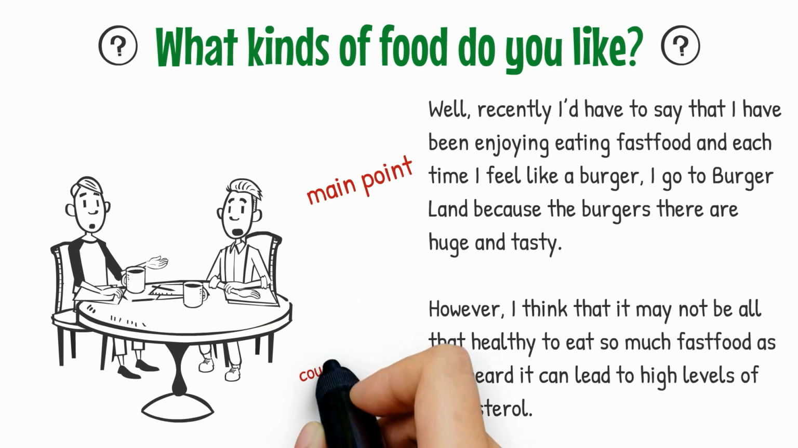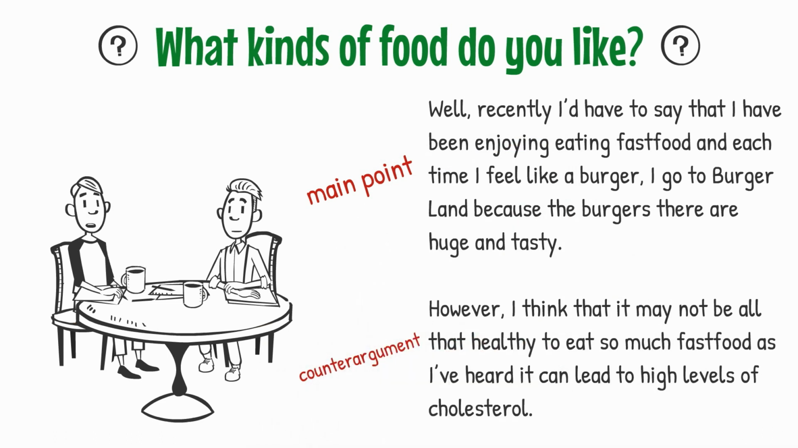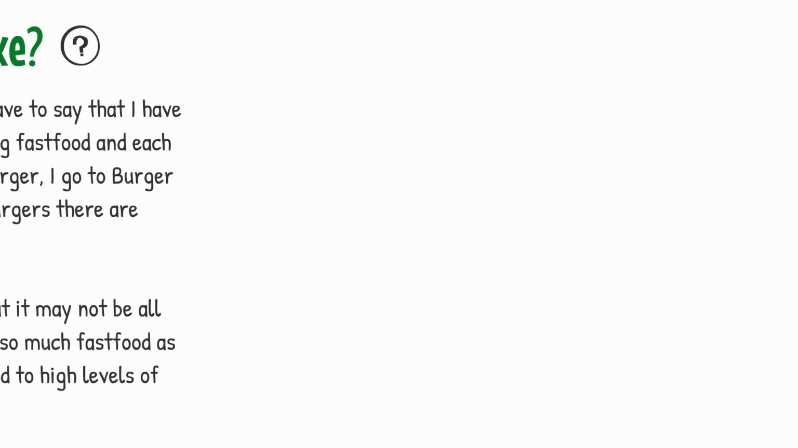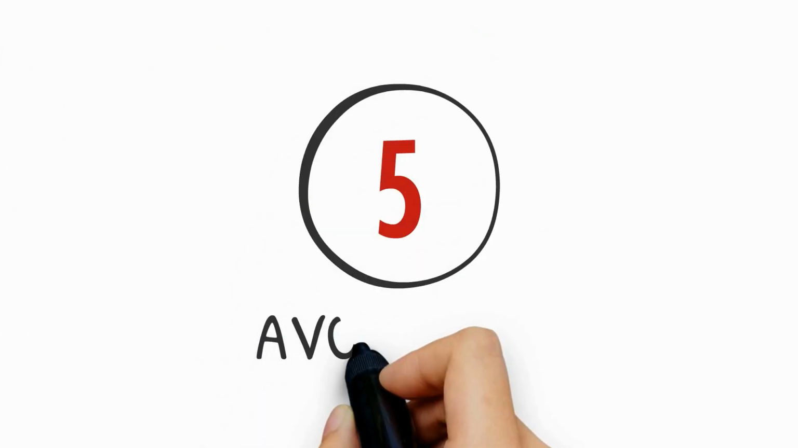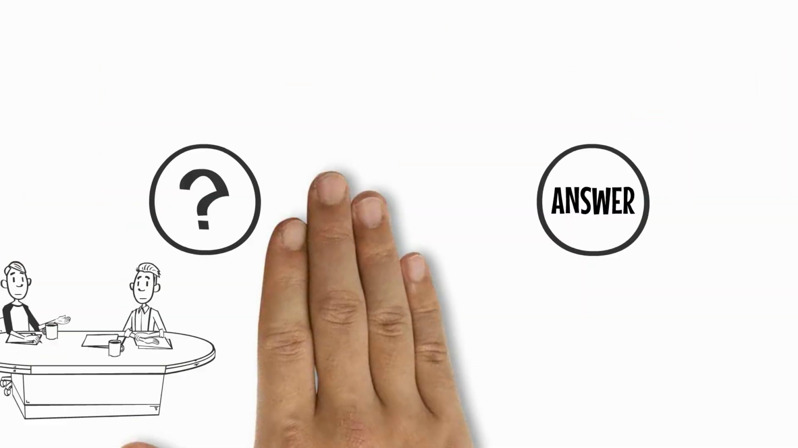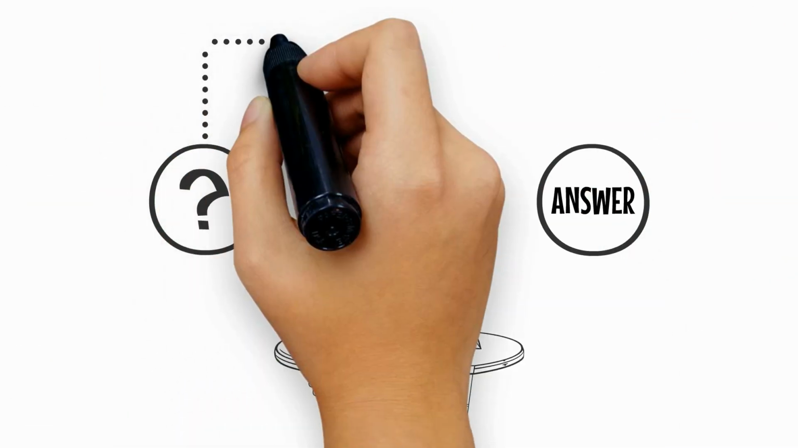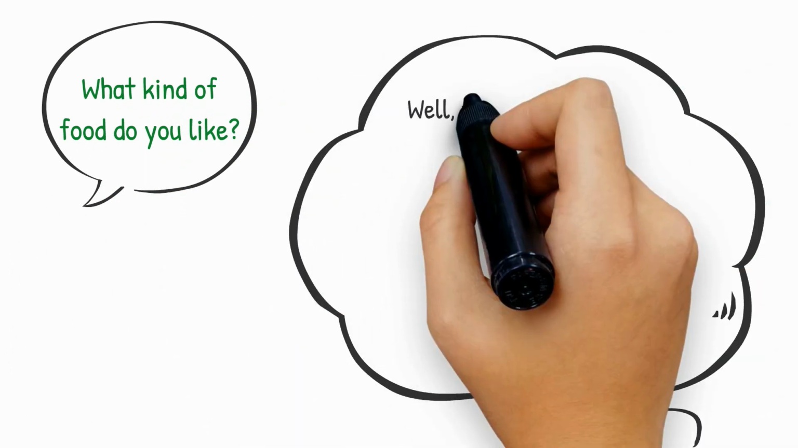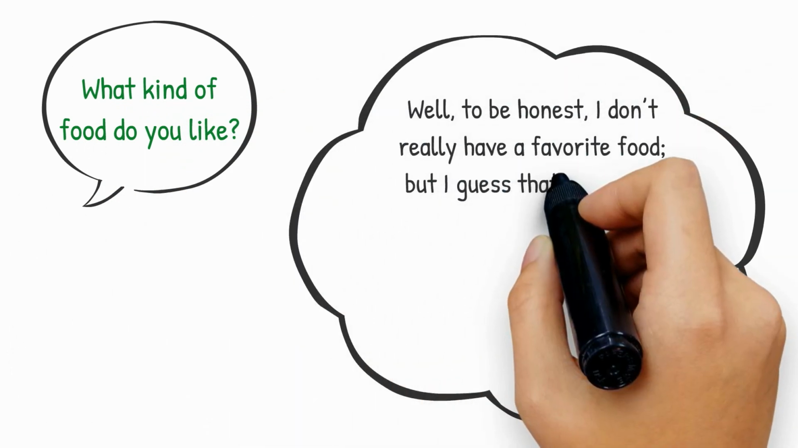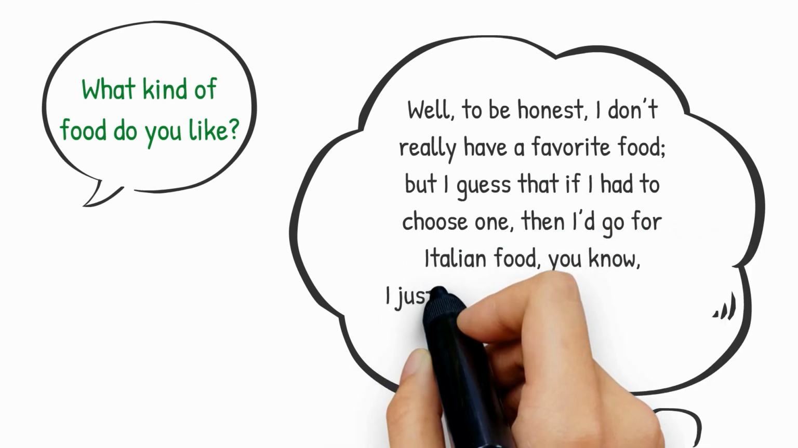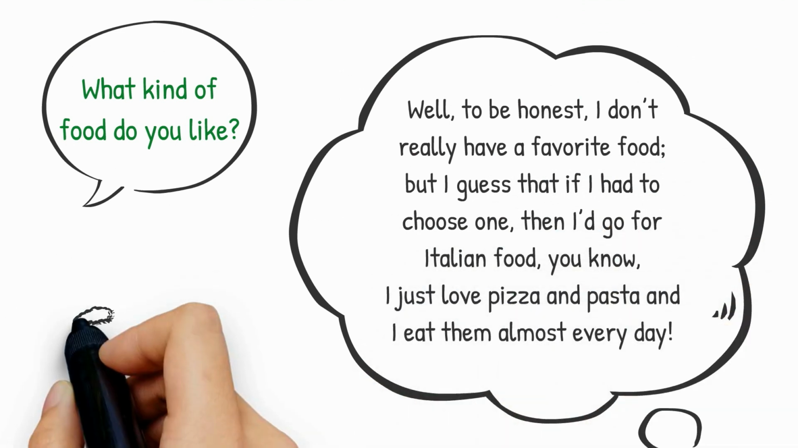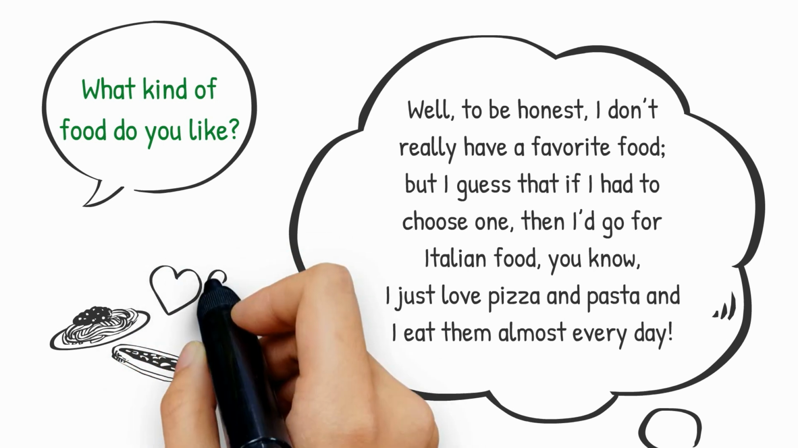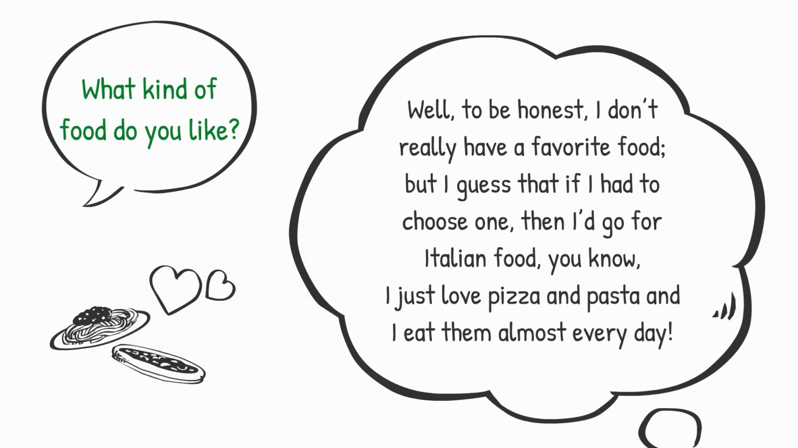As you can see, after mentioning the preference, you contradict this statement by saying eating too much fast food is harmful for health. So the fifth and final strategy is avoidance. This strategy involves not directly answering the question at first, and then answering it as follows. What kinds of food do you like? Well, to be honest, I don't really have a favorite food, but I guess that if I had to choose one, then I'd go for Italian food, you know. I just love pizza and pasta, and I eat them almost every day.